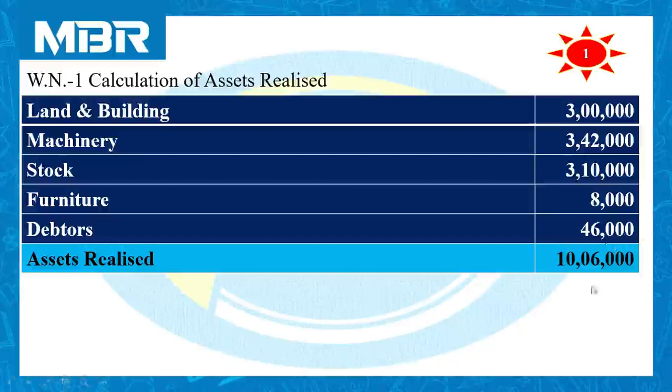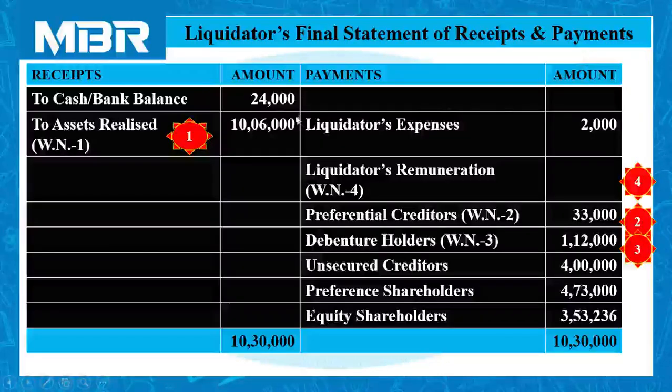So the total amount realized by the liquidator by selling all the assets available with the company is rupees 10 lakhs 6,000. These 10 lakhs 6,000 is nothing more than the total of 3 lakhs from land and building, plus 3 lakhs 42,000 from machinery, 3 lakhs 10,000 by selling the stock, plus 8,000 from furniture and 46,000 from debtors. Let us insert these 10 lakhs 6,000 on the receipt side as total assets realized by the liquidator by selling all the assets available to the company.